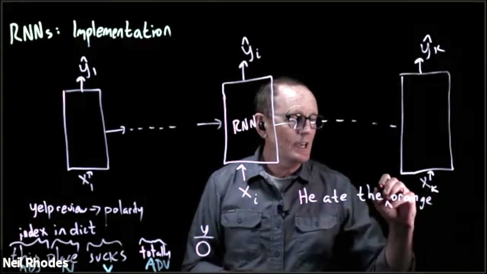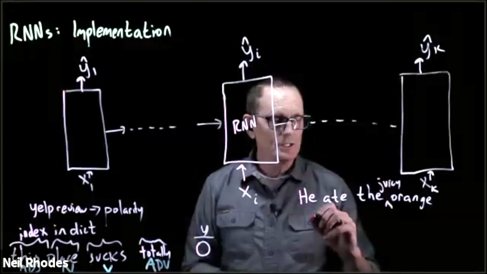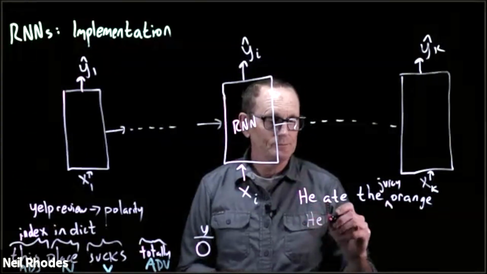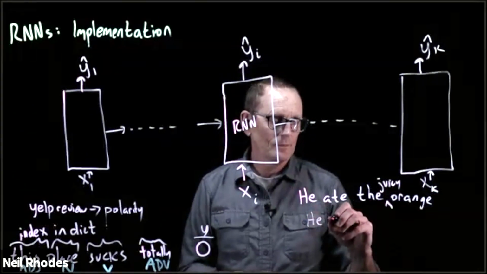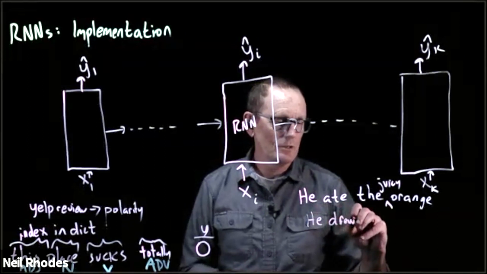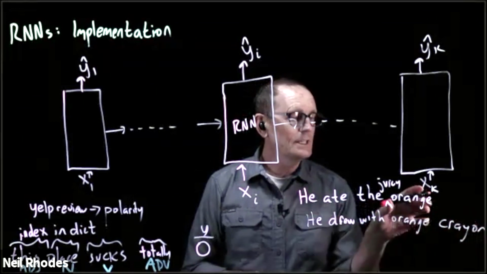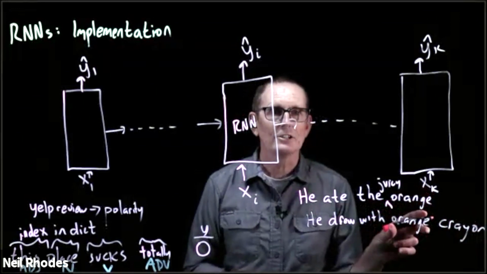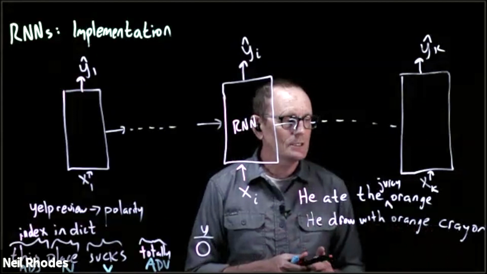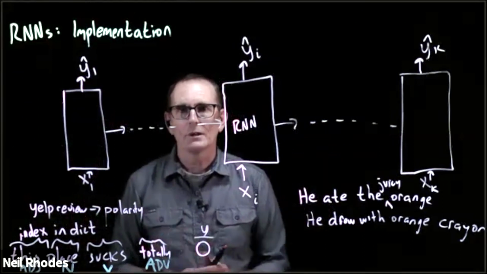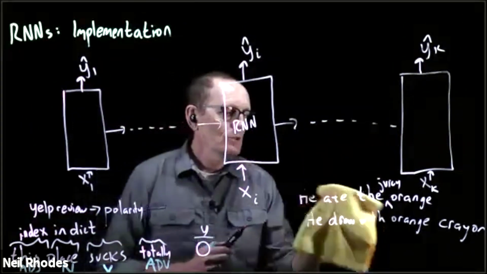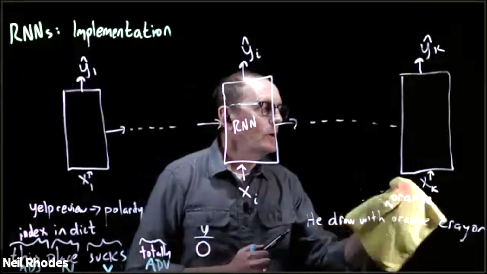Let me just say, he ate the juicy orange versus he drew with an orange crayon. In this case, orange is a noun, and in this case, orange is an adjective, right? Yes. So you can't just look at the word, you do need some context. And so that's why we would want this context in here and have a recurrent neural network rather than just a simple network that took a word. Does that make sense?